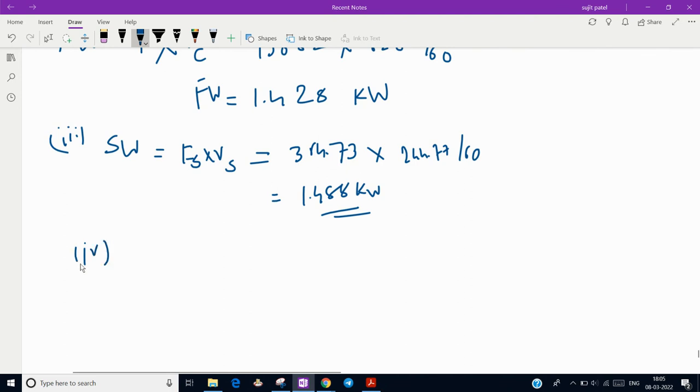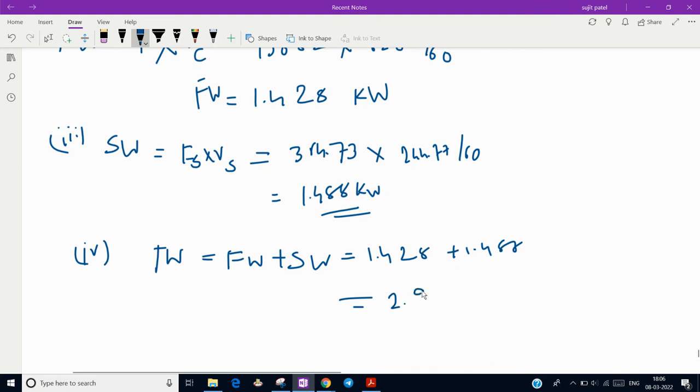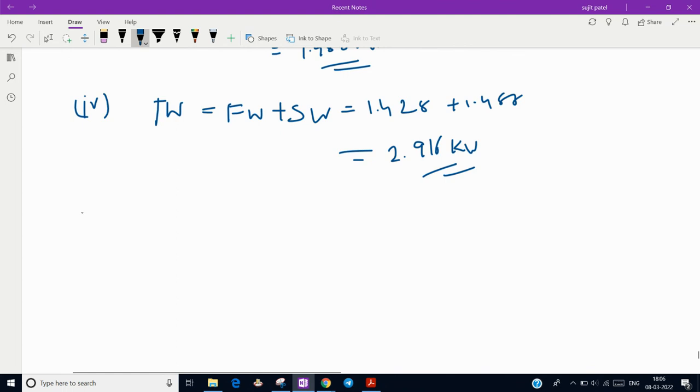The fourth thing that we have to find out is total work. Total work is a summation of friction work plus shear work, that is 1.428 plus 1.488, so it will be 2.916 kilowatt. So this is the answer of our second, third, and fourth question.